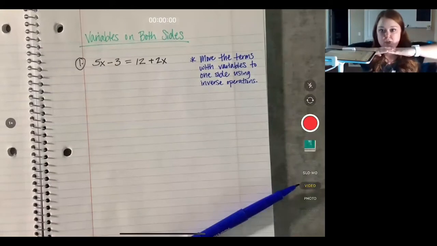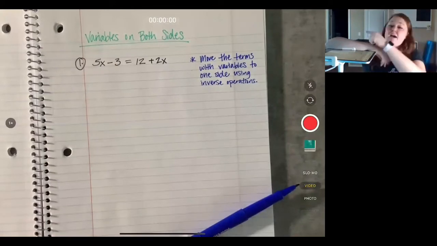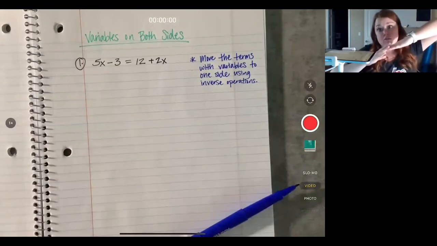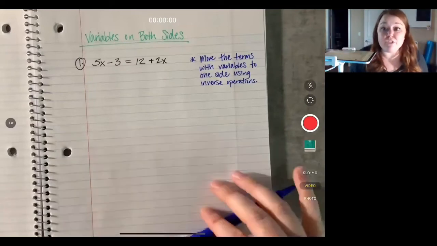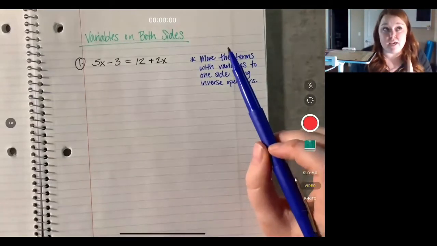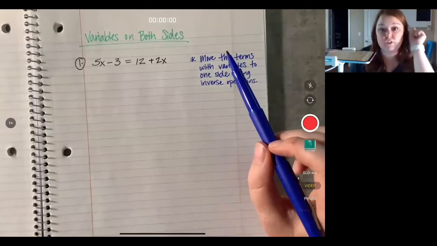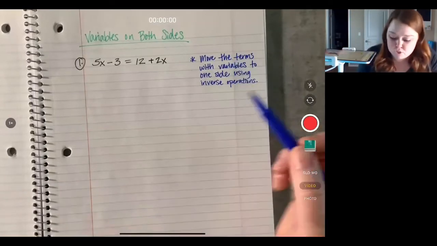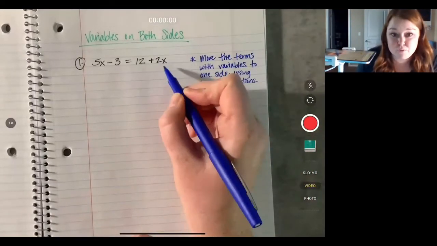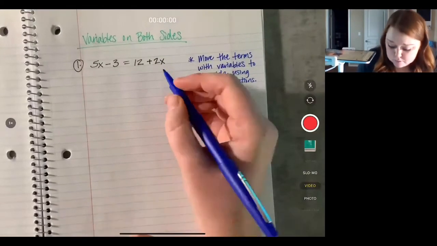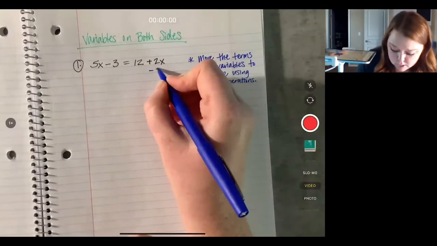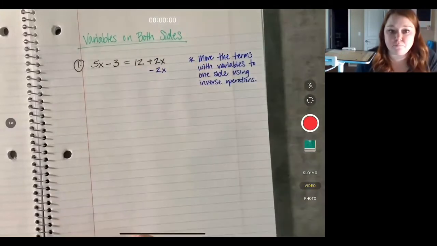Remember, it's a teeter-totter. So if I want to add 500 elephants on this side, that's fine, as long as I add 500 elephants on that side, right? You can add, subtract, multiply by anything you want on equations as long as you do it to both sides. So if I want to move this 2x, if I no longer want it on the right side, I can make that happen. Since it's a positive 2x, I'm going to subtract 2x.